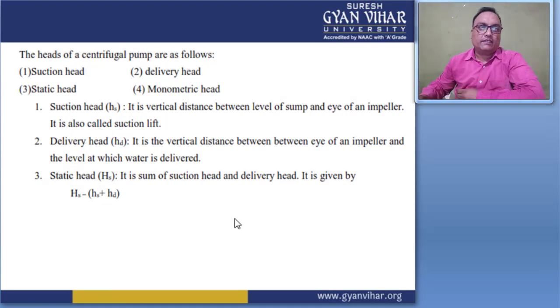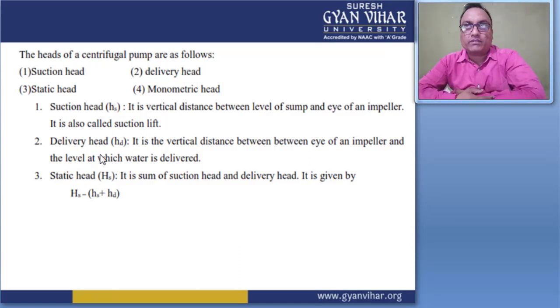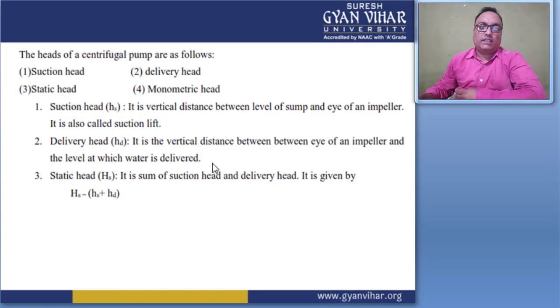The suction head is represented by the letter hs, and it is the vertical distance between the level of the sump and the eye of the impeller. It is also called the suction lift, right? And the delivery head hd is the vertical distance between the eye of the impeller and the level at which water is delivered.